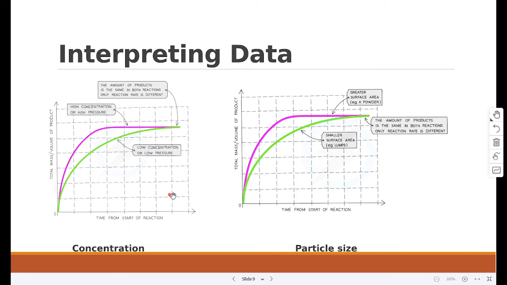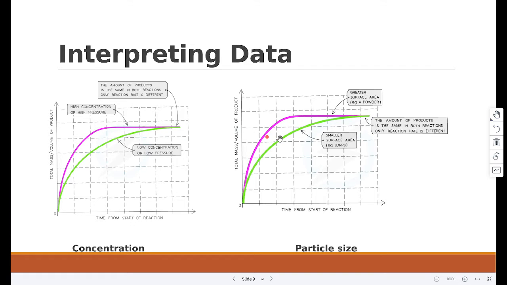Interpreting data for the rate of reaction. So first we have concentration over here. Now this purple line shows high concentration and this green line shows low concentration. So the amount of product in both reactions is the same, only the rate of reaction is different. So this shows that with increased concentration of a solution, the rate of reaction has increased.